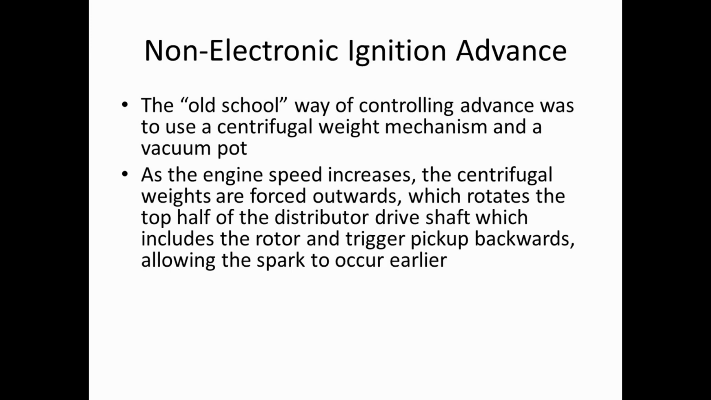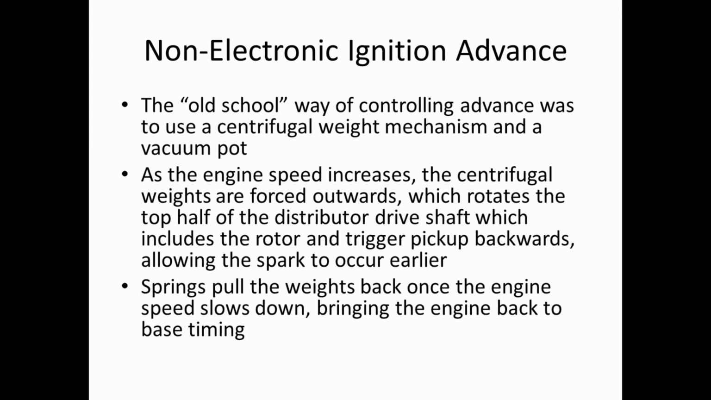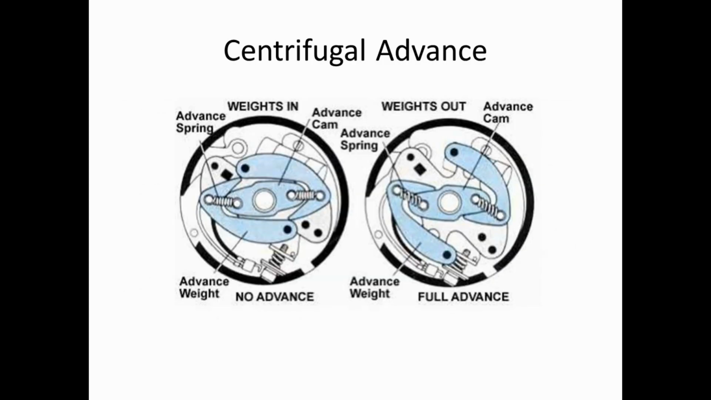As the engine speed increases, with a mechanical advance, there are centrifugal weights that are forced outwards. That rotates the top half of the distributor drive shaft, which actually includes the rotor and the trigger pickup. So it rotates it ever so slightly, and that allows the spark to occur earlier. There are springs attached to the centrifugal weights that pull the weights back in as the engine speed slows down, and that brings the engine back down to base timing as you approach idle.